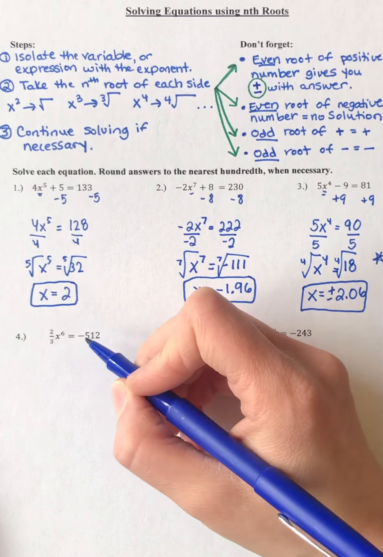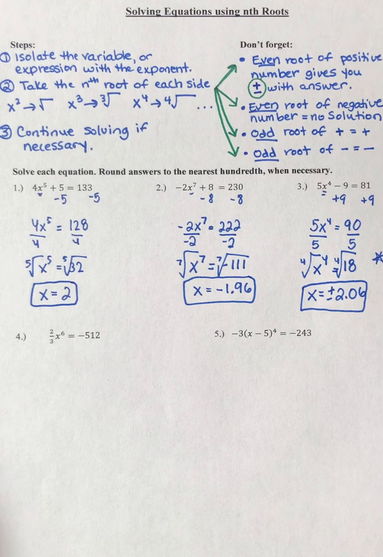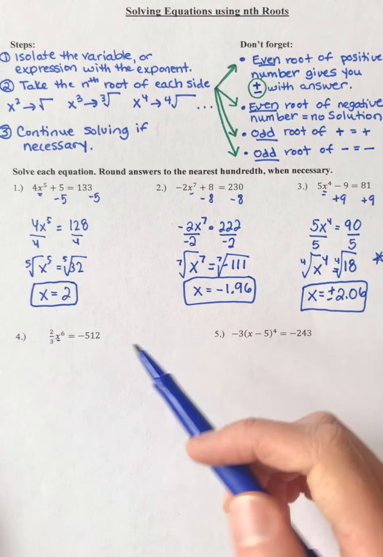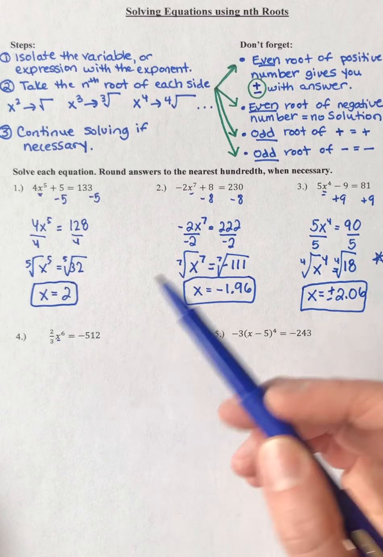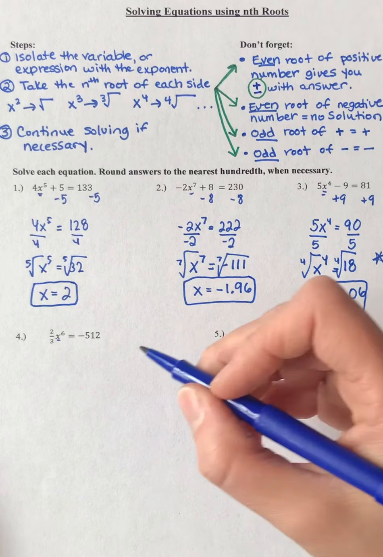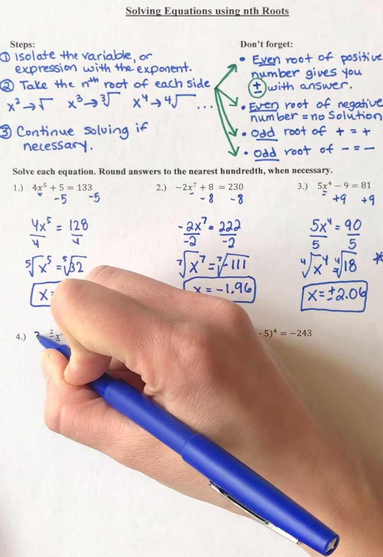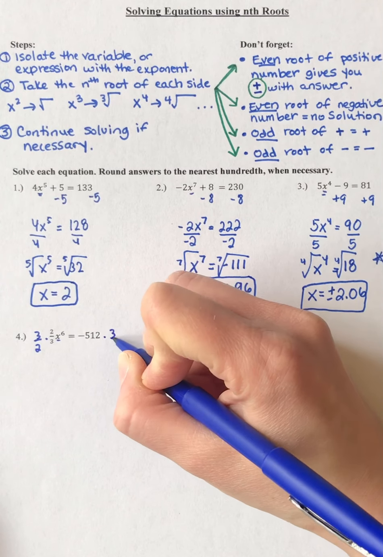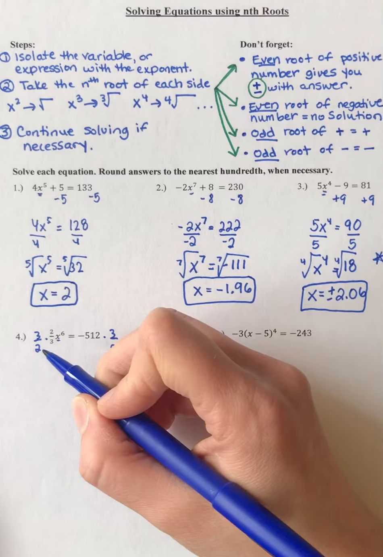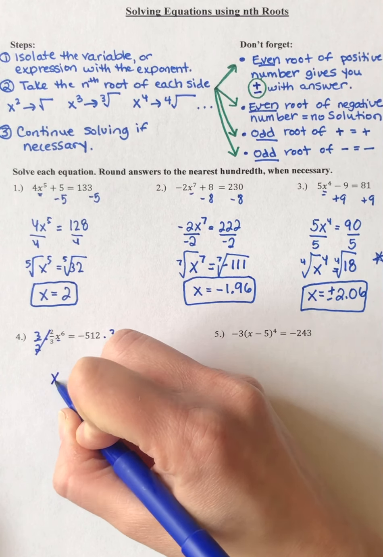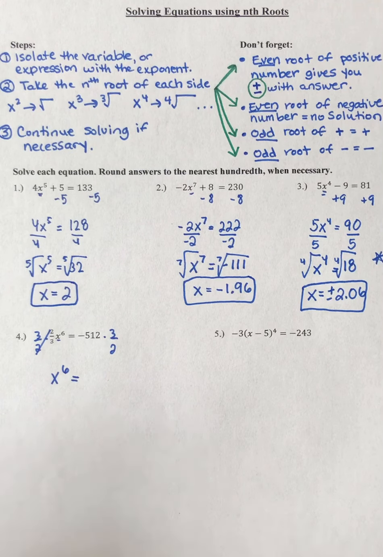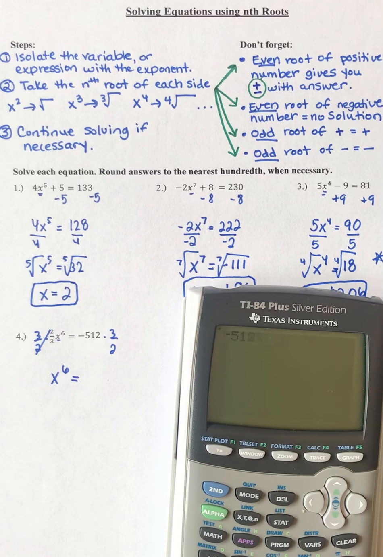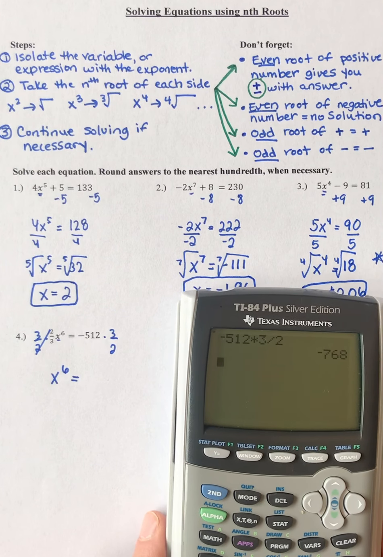Okay, let's look at number 4. 2/3 x to the 6th equals negative 512. So I want to get x to the 6th by itself. So you could divide each side by 2/3. All right, just be careful when you type that into your calculator, or we can remember that dividing by a fraction is the same as multiplying by the reciprocal. So I'm going to multiply each side by 3/2. Okay, so on the left, I'm going to get x to the 6th. Okay, if I take negative 512 and multiply it by 3/2, I get negative 768.